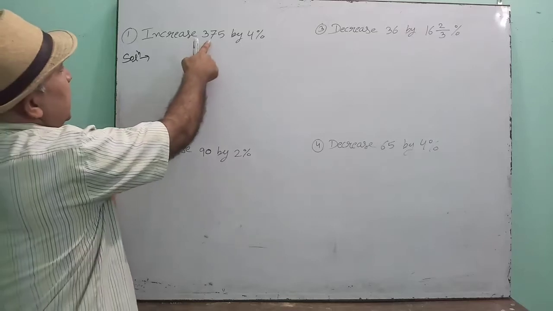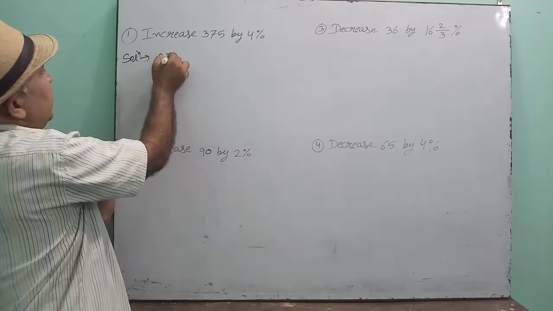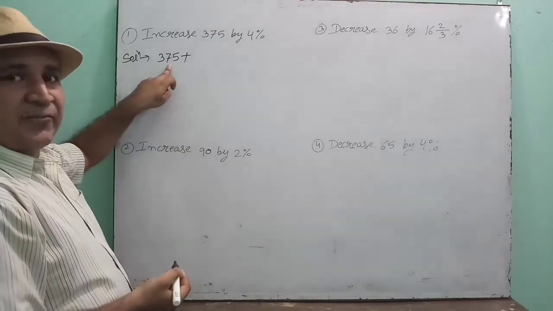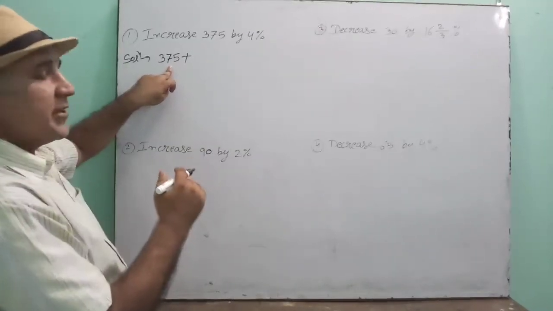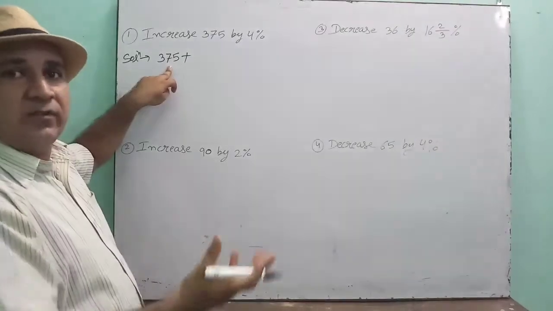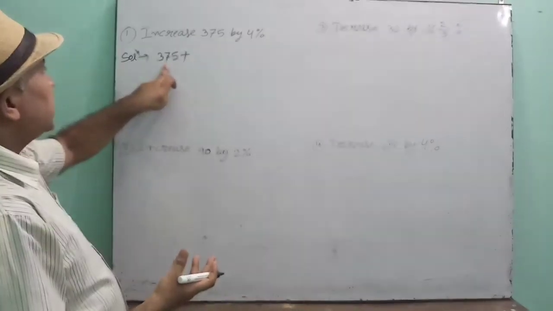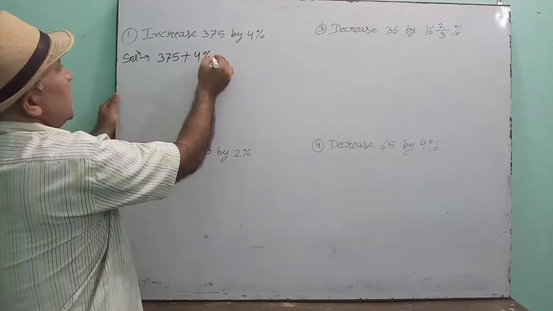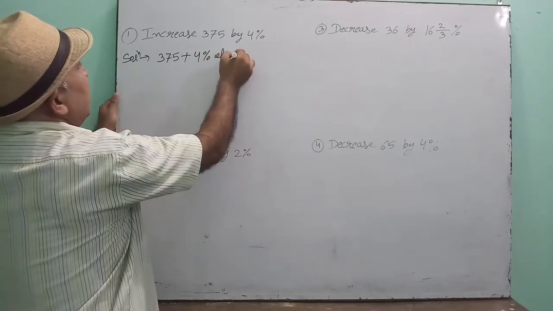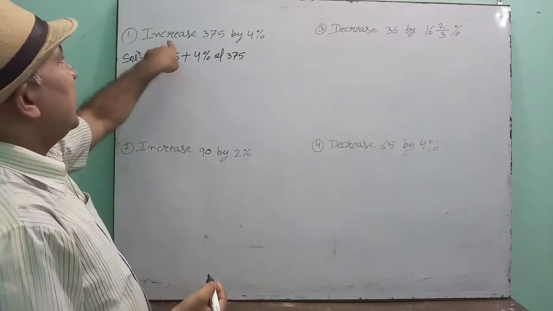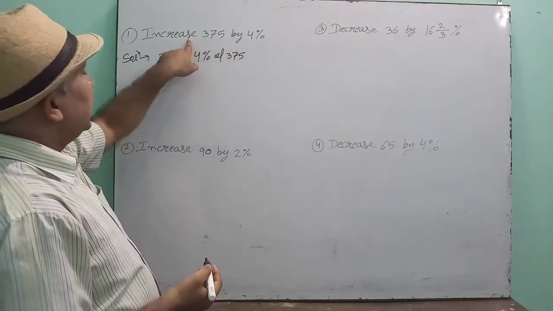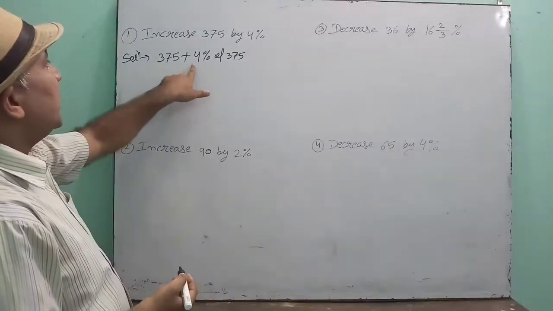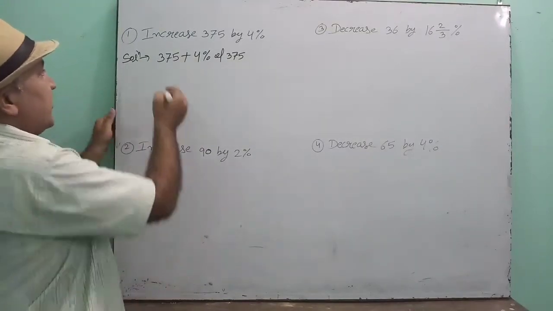The question is saying increase 375, which means you have to add something to 375, because when 375 is increased the value will become more. It means 375 is added with 4% of itself. The meaning of this statement is: increase 375 by 4% means 375 plus 4% of 375.